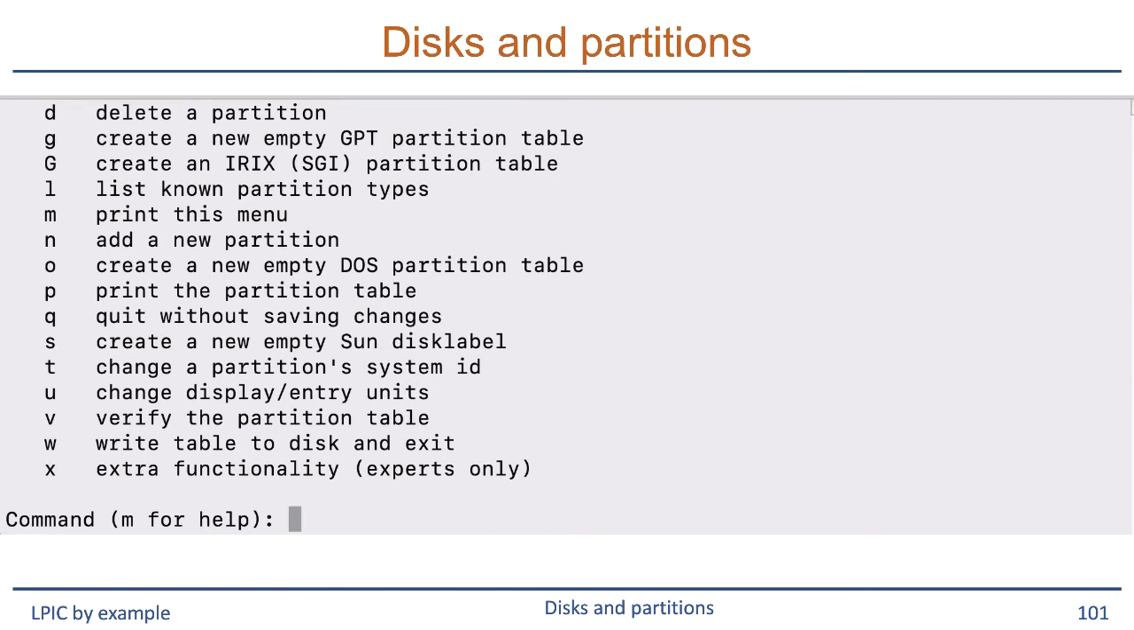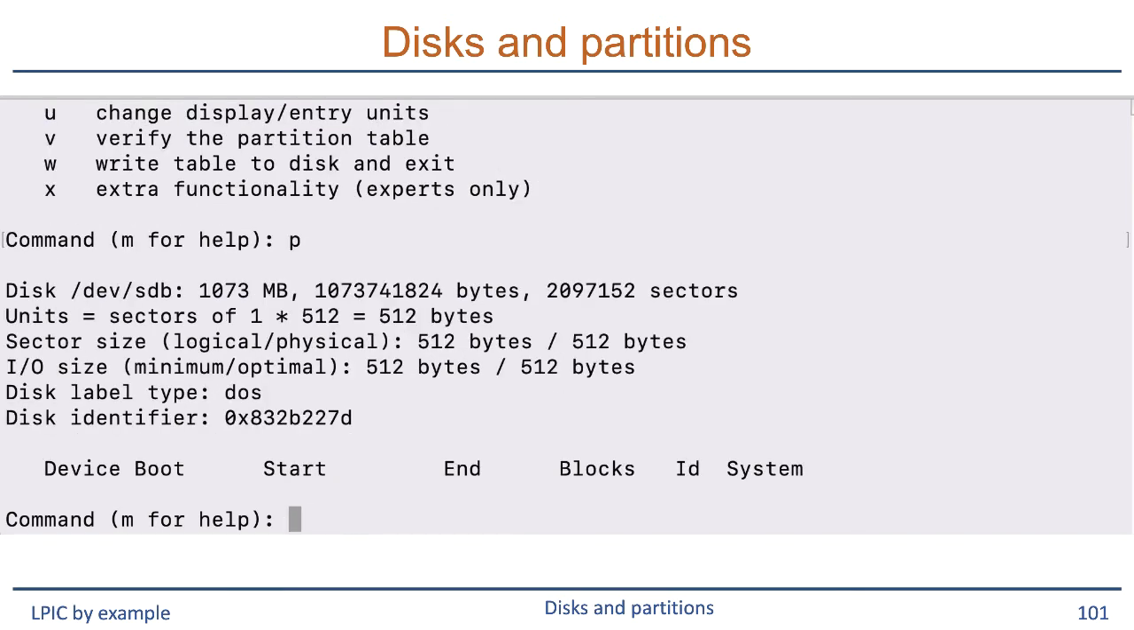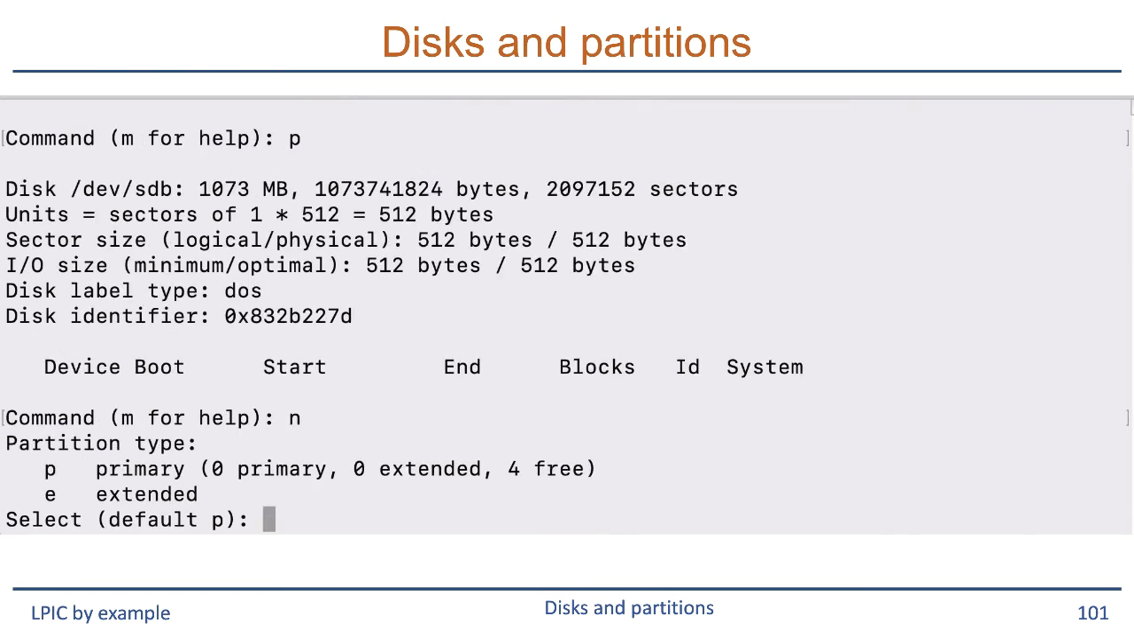So I type m. Now most of these options are not very important to us right now. We're interested in the w for writing, and the p for printing, and the n for creating a new partition, and maybe if we want to delete partitions, we can use the d. So if I run p, it gives me information about the size of the disk, the sector size, and some more. But there are no partitions. So let's create our first partition. So we run n for new. And the first partition we're going to create is a primary partition.